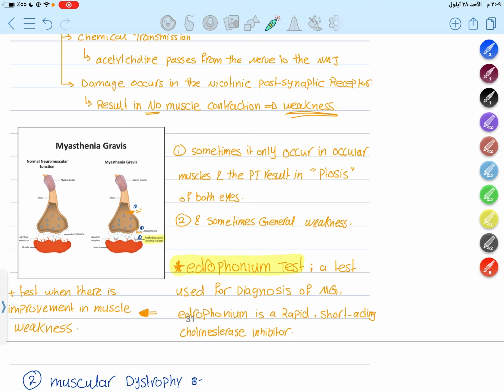Here this is one of the signs. You ask the patient to look forward, then look up. Then you wait for 20 seconds to find that the lid will go down. The lid will go down. Vertical ptosis, the lid ptosis. This is a good sign of myasthenia.